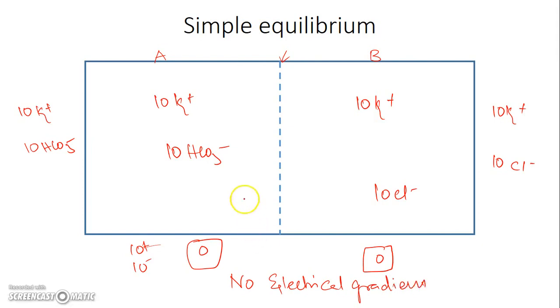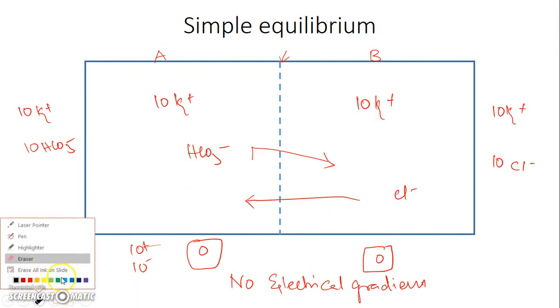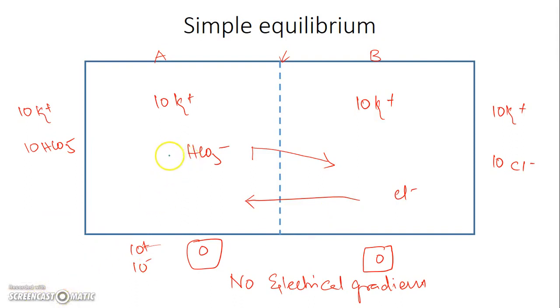But what is present here is that there is a concentration gradient of bicarbonate and chloride ion. That is, bicarbonate has a high concentration here, so it is going to move towards this direction, whereas the chloride from this direction is going to move in this direction. So after equilibrium, this bicarbonate will also equally distribute on both sides, and for the same the chloride will also equally distribute. So after equilibrium, 5 bicarbonate here, 5 bicarbonate here, and 5 chloride over here and 5 chloride over here.